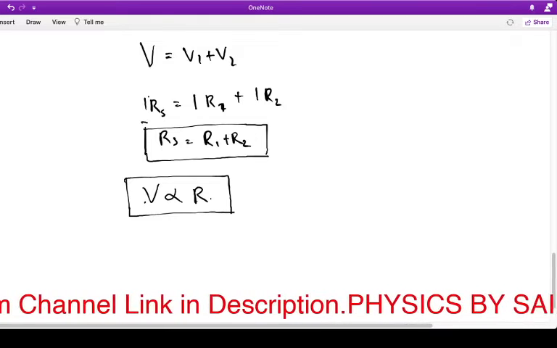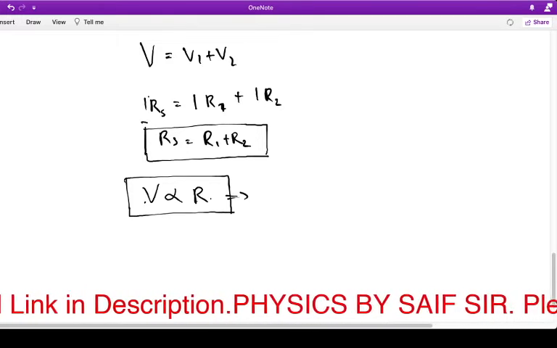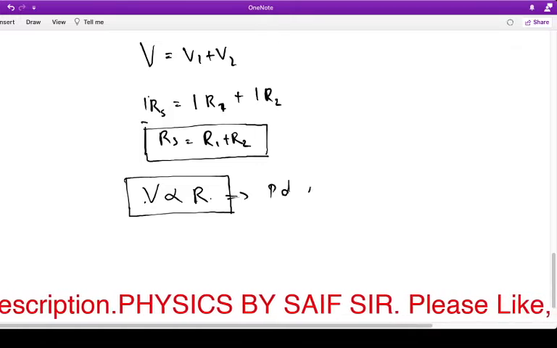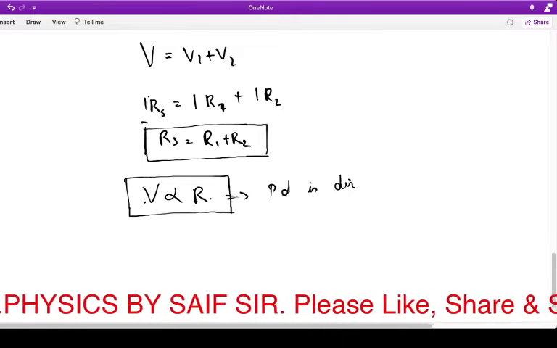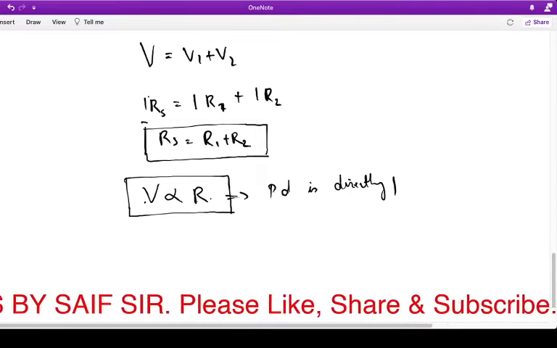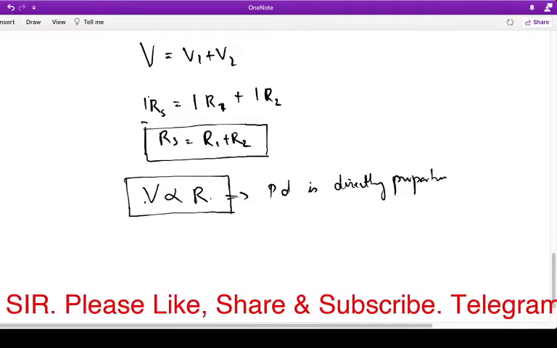You can write this as a note. Potential drop is directly proportional to resistance.